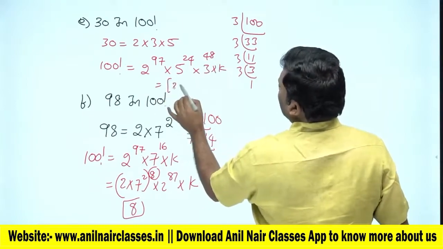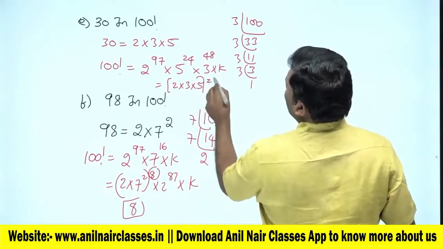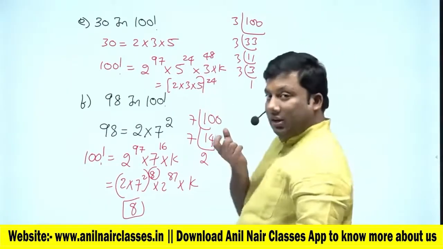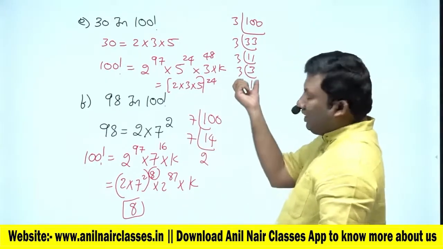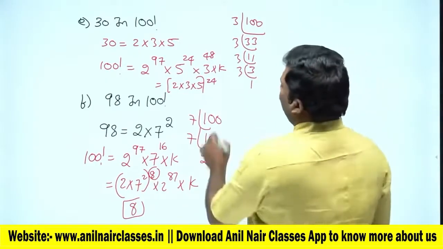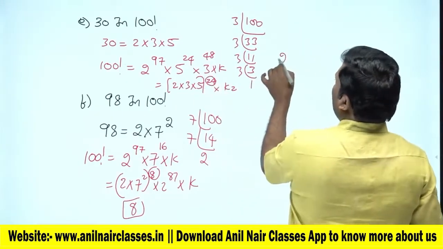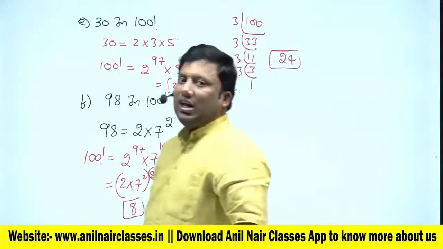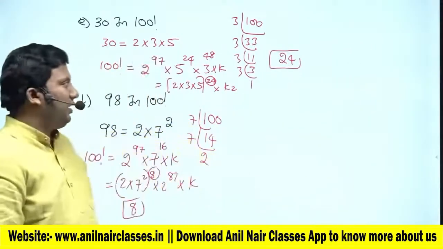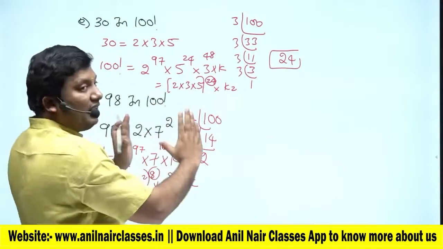So this can be written as 2 into 3 into 5. What is the lowest I can take? 24. 2 power 24 is a sub-element of 2 power 97. 3 power 24 is a sub-element of 3 power 48. So the remaining k2 I will get. What is the answer? The answer will be 2 into 3 into 5, which is 30, power 24. It will be 24. These are the foundation-based problems for the highest powers.